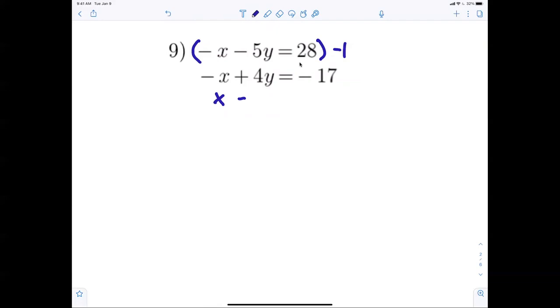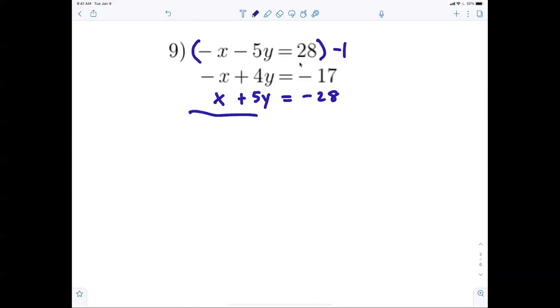Does it matter which one you do? No, it doesn't make any difference. All right, but I'm doing the top one. And part of the reason why I'm doing the top one is because the y's then are positive. All right, but again, it doesn't matter. So I'm doing x plus 5y equals negative 28. So everybody agree with that?